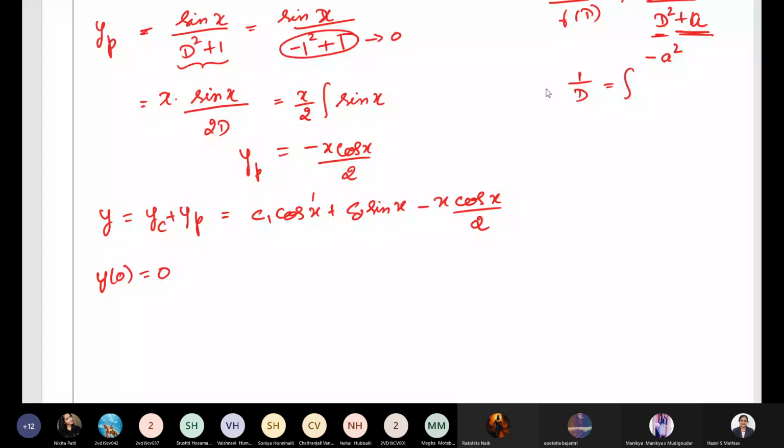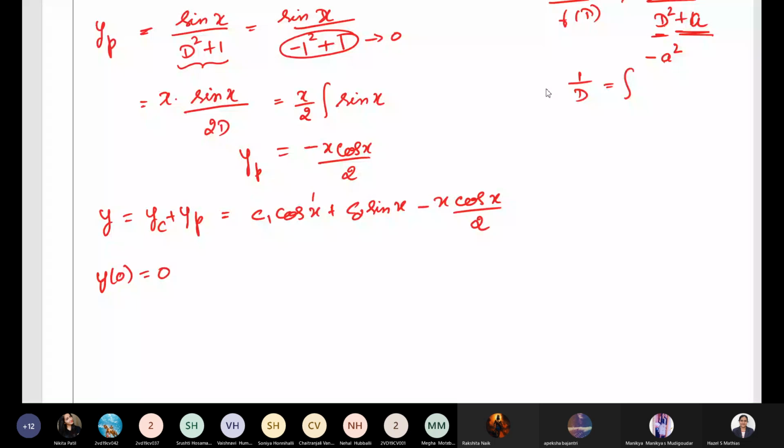Next, when you put y of pi by 2 equal to 0, that is when x equals pi by 2, the y value is 0. So 0 equals c1 into cos pi by 2, which is 0, plus c2 into sin pi by 2, which is 1. And the last term has cos pi by 2, which is again 0. So c2 value is also 0. So c1 and c2 are both 0. When you substitute that, we get y equal to minus x cos x divided by 2. So this is the required extremal.